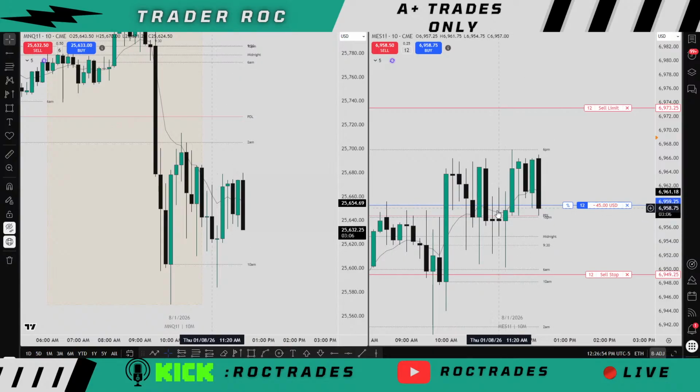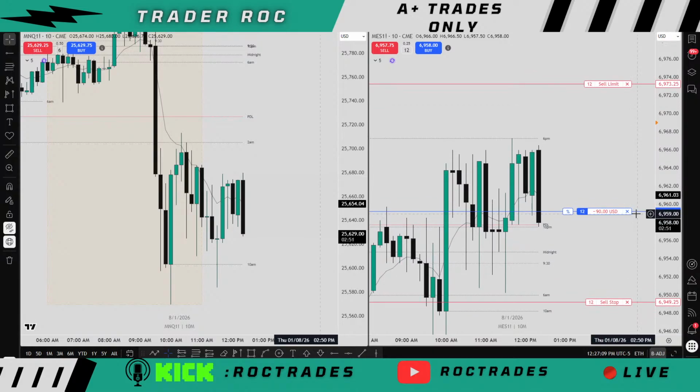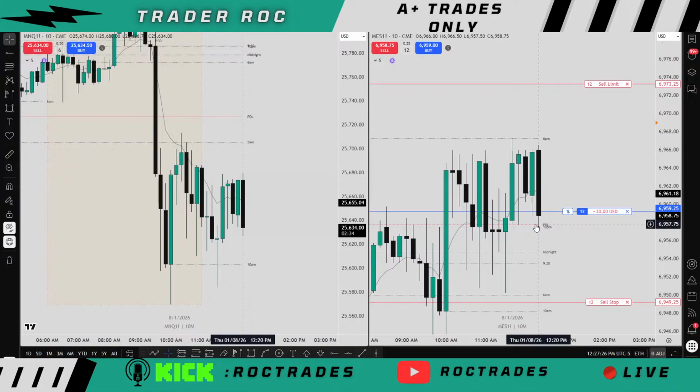All right. So looking for another strong rejection from here. If not, I think I'm gonna just get out here. Yeah. Let's see. Did we get a bounce off of this previous daily low? Do we get a bounce off of this previous daily low? Hmm. Possibly, possibly.